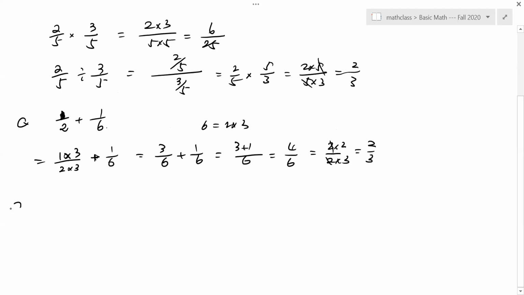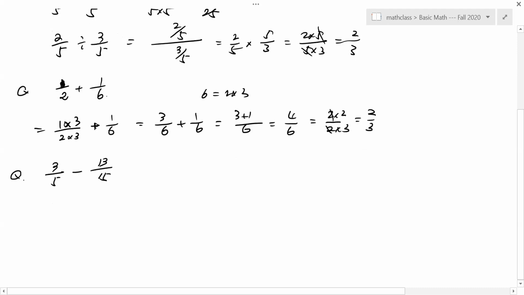Okay. Similarly, you can do the following: 3 over 5 minus 13 over 15. Can you work out this?